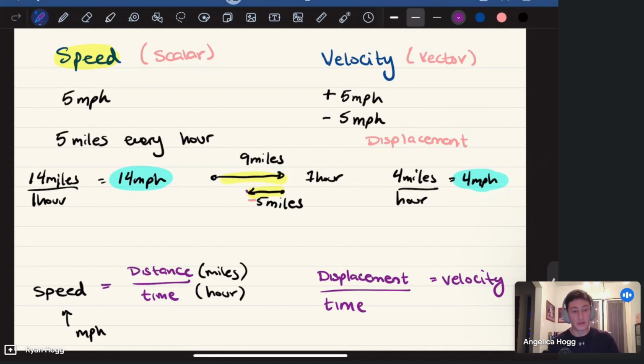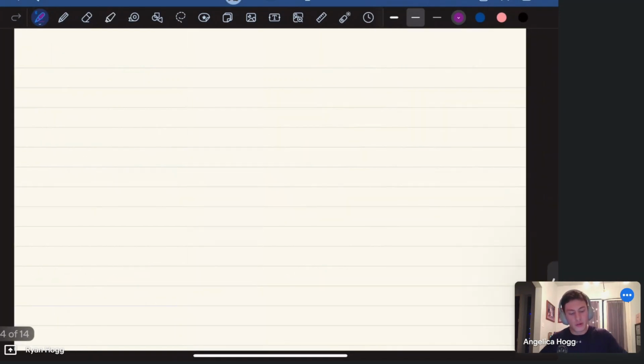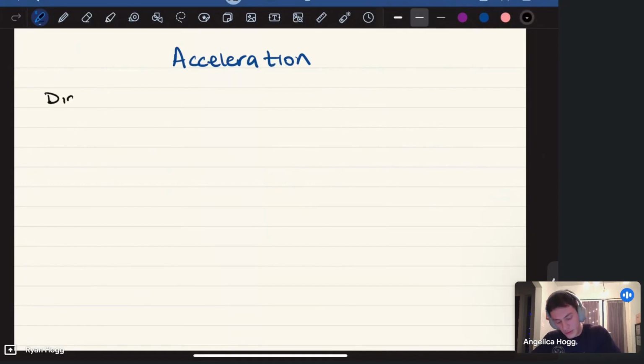So now we've talked about distance, we've talked about speed, and then we've talked about their vector forms also. I want to talk about acceleration. So acceleration, before we get fully into that, we should talk about reminding people what the units were for the distance. We had units of meters or miles.